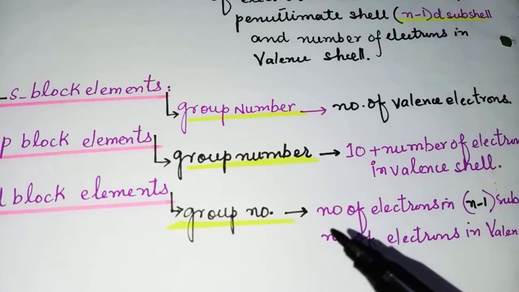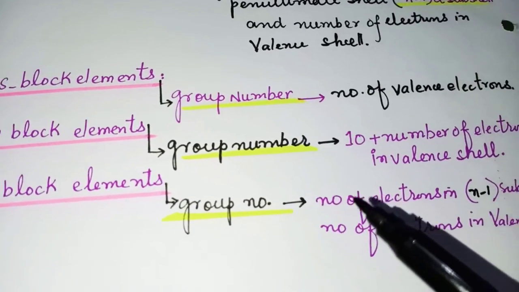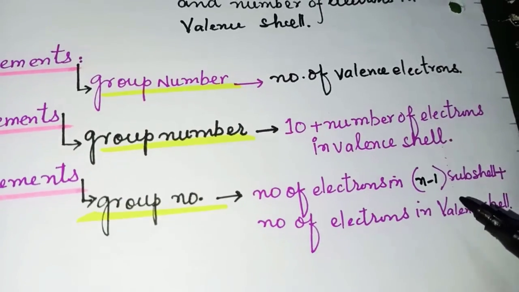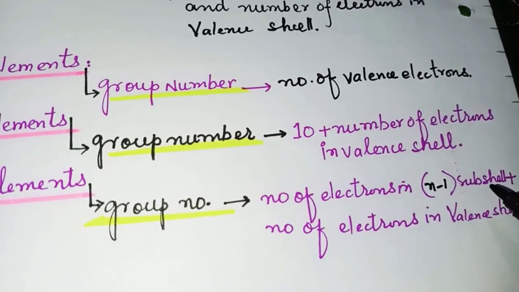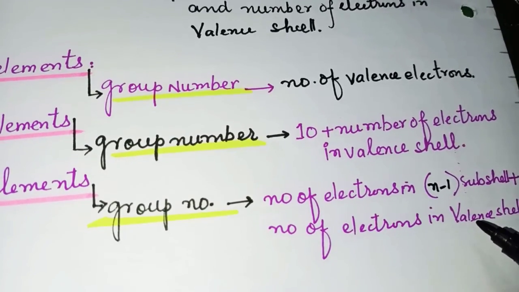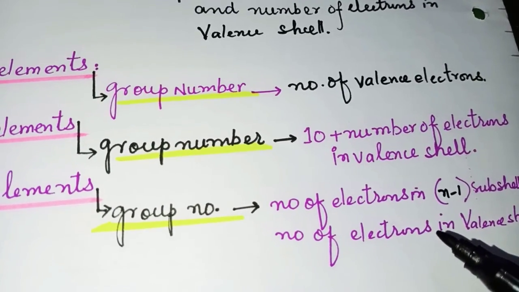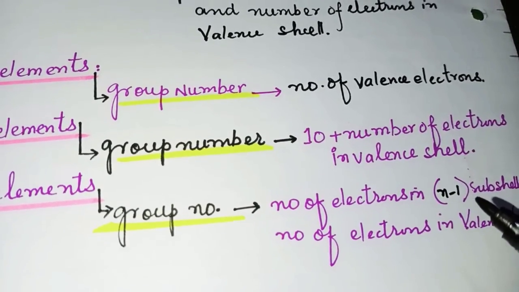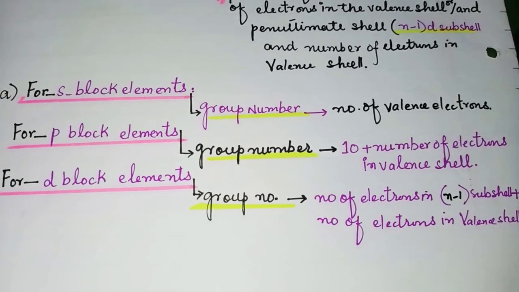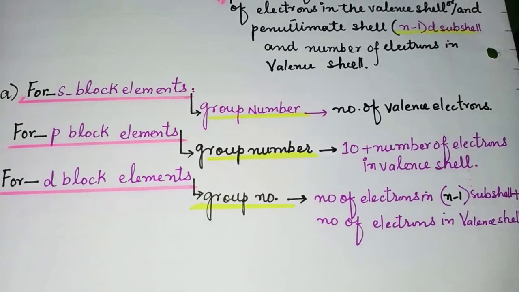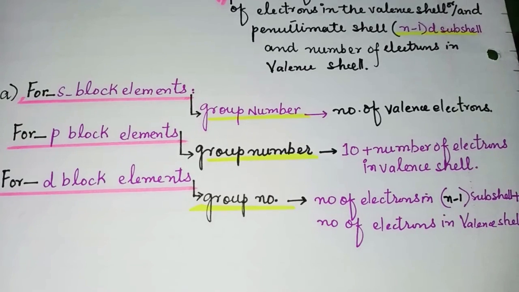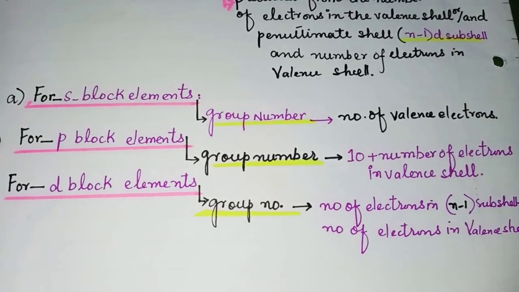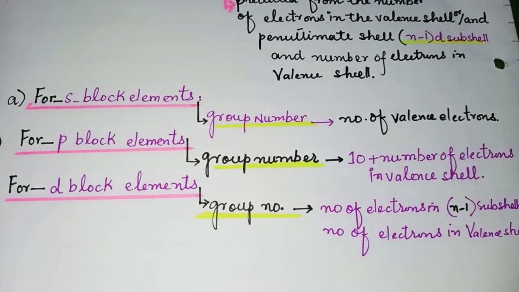And if the element belongs to the d block, then the group number will be determined by the number of electrons in the n minus 1 d subshell and the number of electrons in the valence shell. So we have to add up the number of electrons in the d subshell and of course the s subshell. So kids, you have to remember these few steps or rules before finding out the group number, the period and the block of a given element.